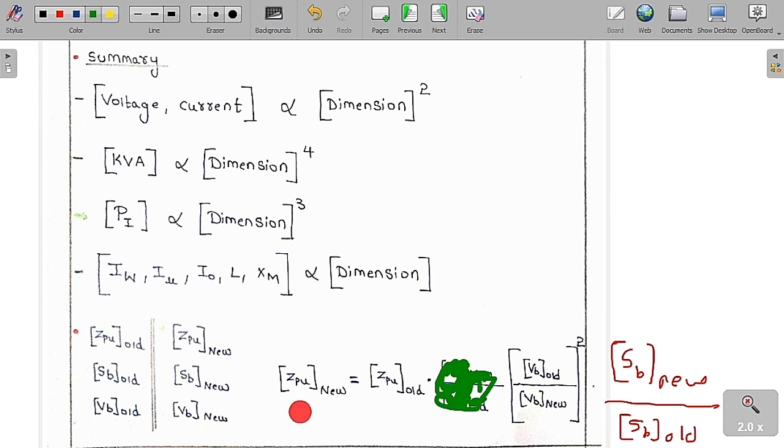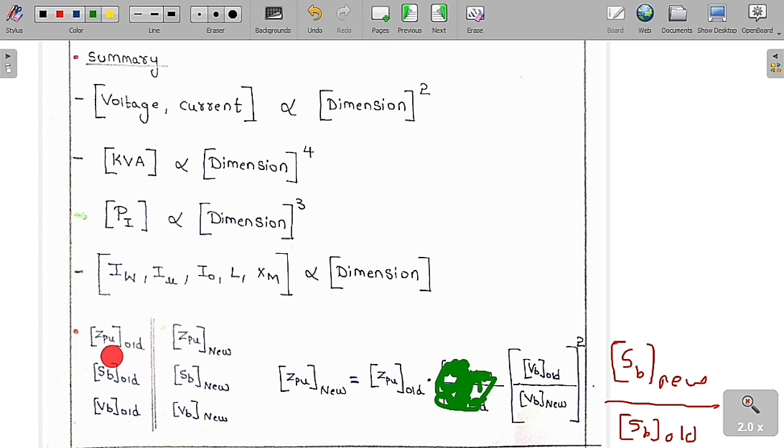So Z per unit new is equal to Z per unit old into V base old by V base new whole square into S base new by S base old. An easy way to remember is here it is old, here it is old, here it is old. The remaining two are new values, and here we have to use the voltage with respect to square. So finally Z per unit new is equal to Z per unit old into V base old by V base new whole square into S base new by S base old. This is a very important formula.